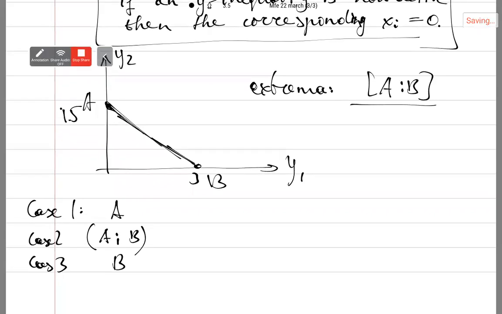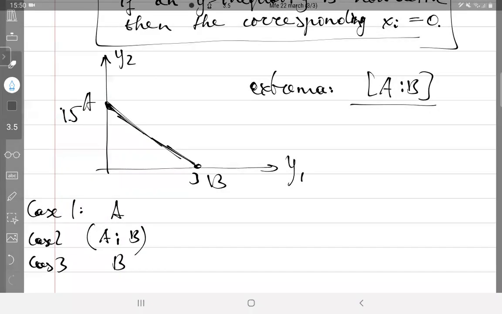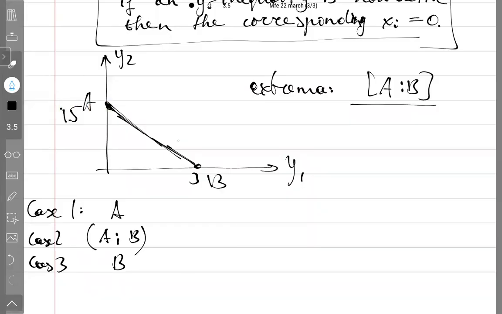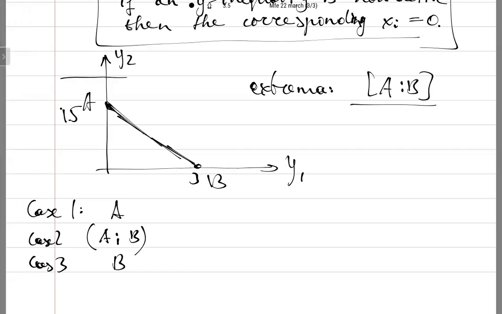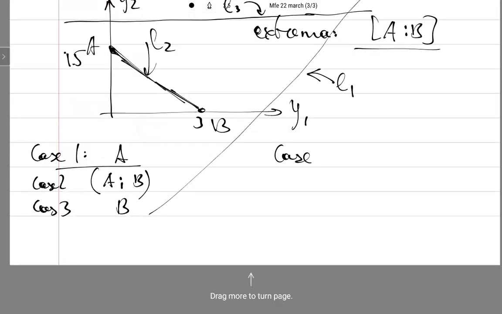Let me draw it all. This is L. Sorry, I have a line here and a line there. This is line 3. This is line 1. This is line 2, as far as I remember. So let's consider case 1.